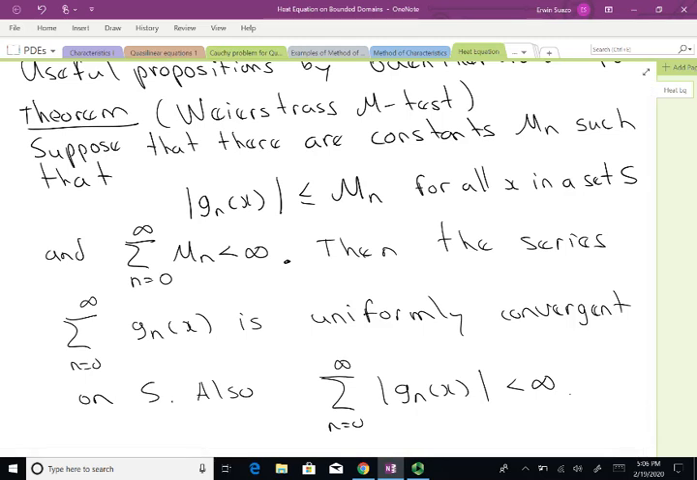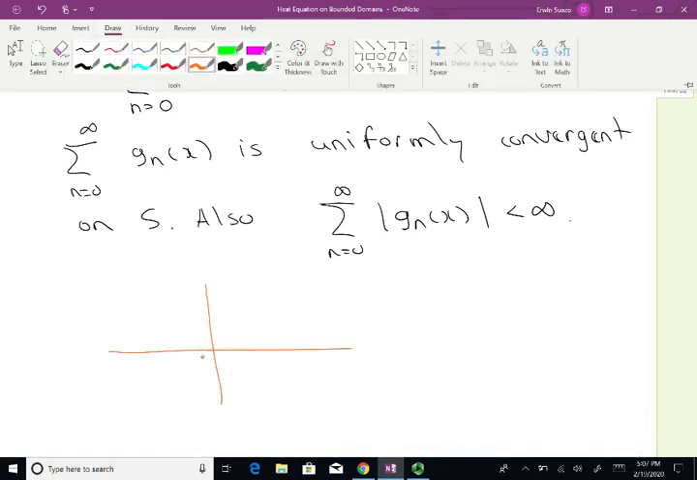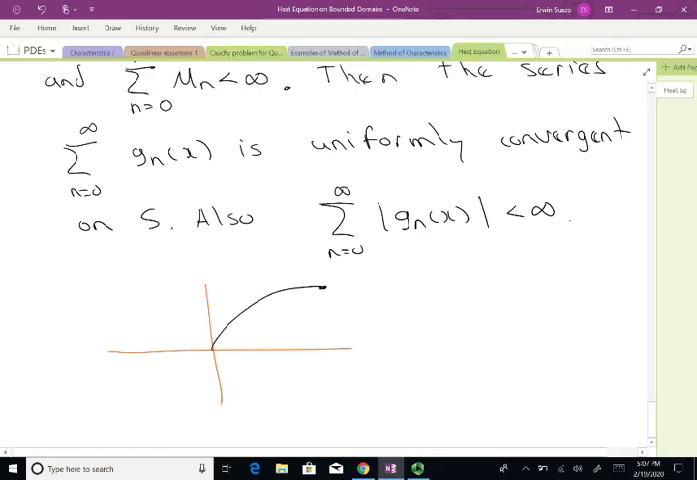You find a bound for each term of the series, so you find a series that bounds it, and then the series of functions is going to be uniformly convergent. Remember what uniformly convergent means. So it means you have a function. Let's say this is the function you want to approximate. S is this set, an interval in this case.